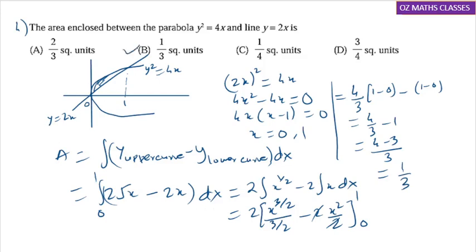So B option. Okay, so whenever you have to find the area between the two regions, take the y upper curve minus y lower curve, if you are taking the x coordinates. And if you are taking the y coordinates, then right curve minus left curve.